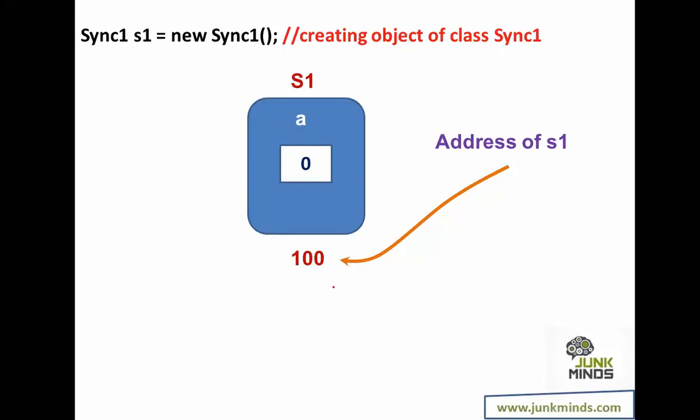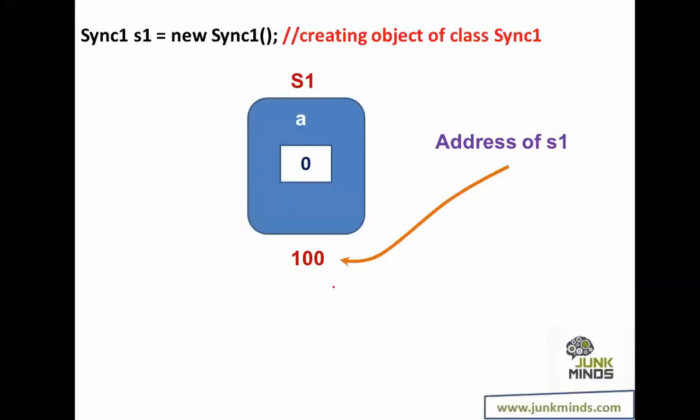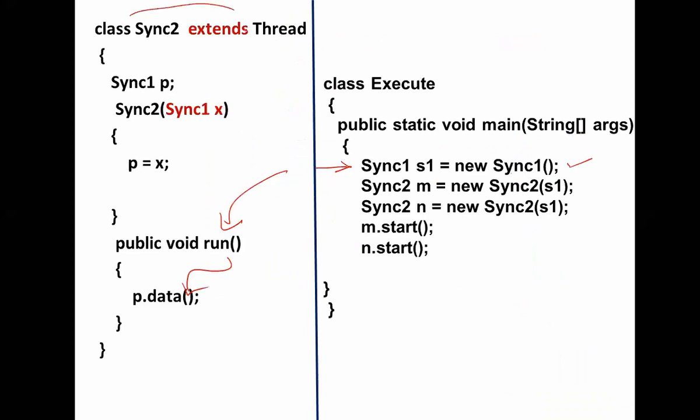Okay. So the first statement, I hope it is understood. sync1 was an ordinary class, so s1 is an ordinary object. Now, see, sync2 is my thread class. Now observe what I'm doing. I write sync2 m is equal to new sync2. Don't bother about this as of now. So m is an object of class sync2. sync2 is a thread class, right? So any object of class sync2 would be a thread by default, and it is storing s1.